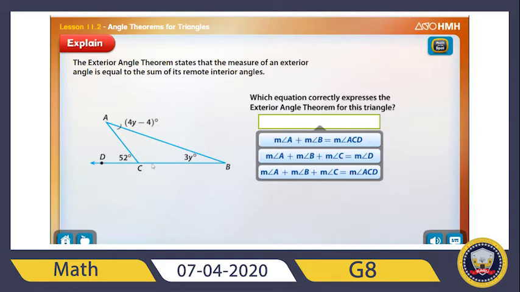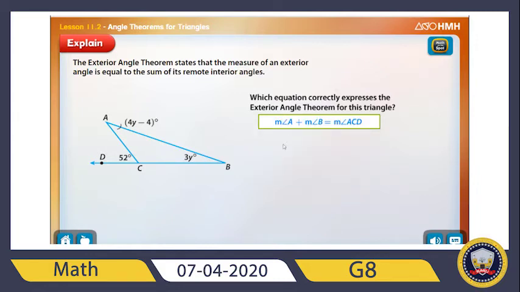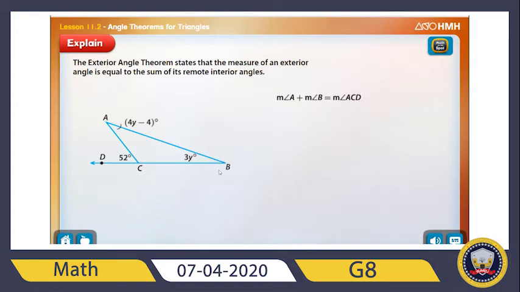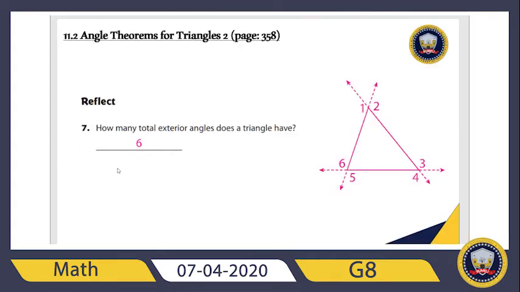Of course, we know the measure of the angle ACD, which is 52 degrees here, is equal to the measure of the angle A plus the measure of the angle B. All right, so this is the correct one. A plus B gives me 52 degrees.